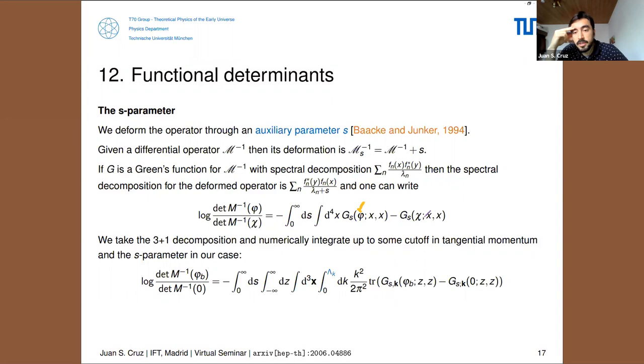And the fixed value that we use is the false vacuum. So at the end of the day, the log det terms are computed as in the formula below: the log det of a numerator evaluated on the bounce over a denominator evaluated on your reference vacuum. Of course, this has to be done up to some cutoff, and I will probably speak about this later. So now we have step number three fulfilled. We have our log det terms.